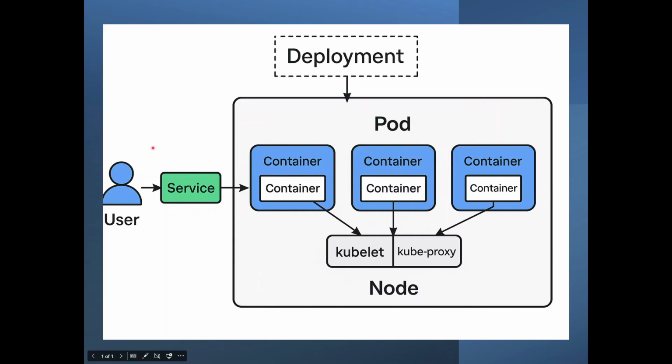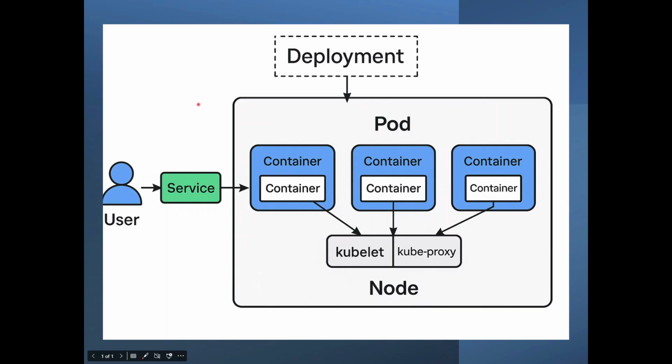So here's the big picture. A user request comes into a service. The service sends the traffic to your pods. Pods basically run your applications. These pods live inside a node. A node is just a computer in the cluster. And a deployment manages those pods, making sure the right number of application pods is always running.